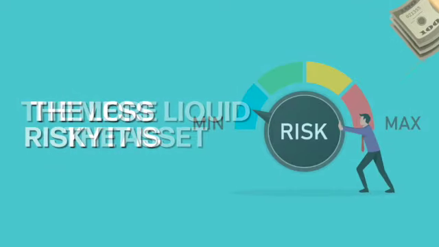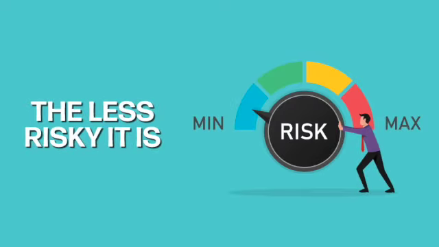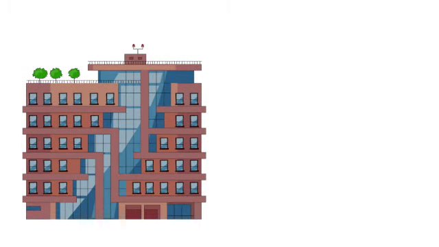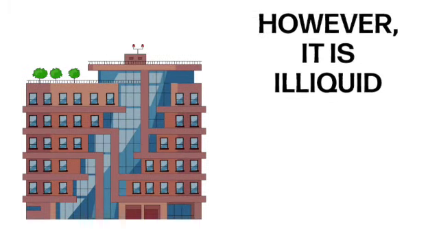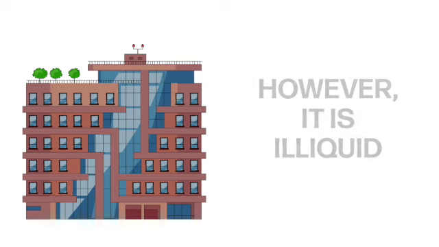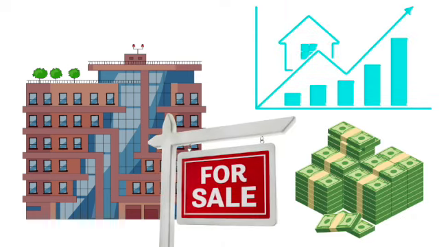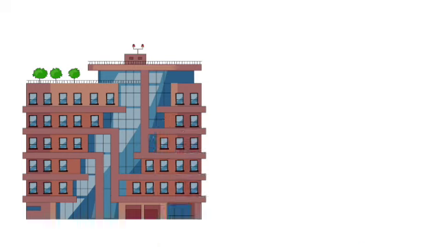An interesting point to remember is that the more liquid the asset, the less risky it is. A building may seem like an excellent piece of collateral against a line, and it is for the most part. However, it is illiquid. The lender would need to sell the property to get their money back. Then, the market would determine whether the sale will cover the full amount of the loan.